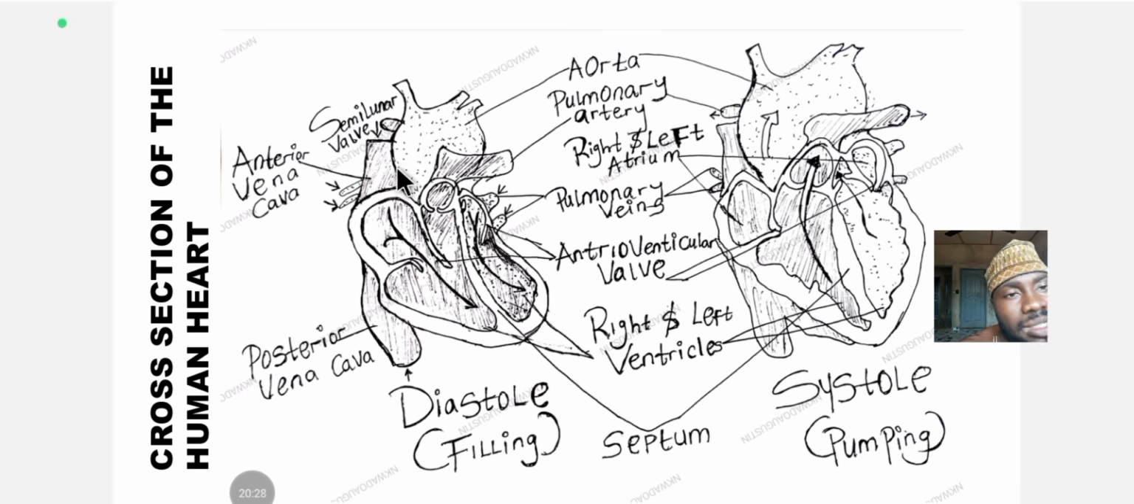All right, we have understood the structure of the heart. Now what we have to understand is the function. How does the heart function? All right, so this is how the heart functions. Since you now understand the structure of the heart, let's understand how the heart functions.